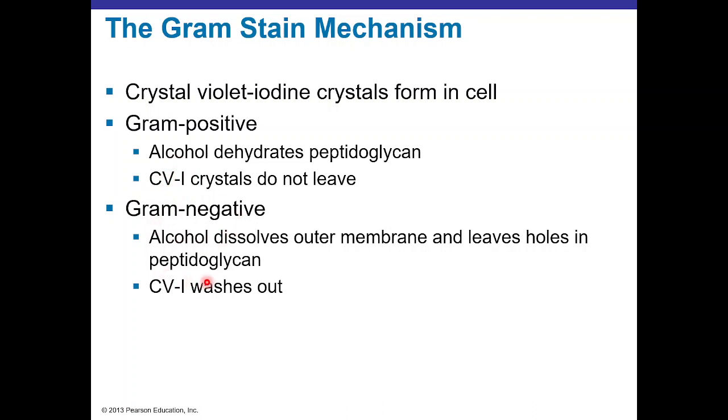Now, gram-negative bacteria have a very thin peptidoglycan, and they have the outer membrane. And alcohol dissolves the lipids of the outer membrane and will make holes in the outer membrane and in the peptidoglycan. So once you rinse the alcohol from these gram-negative bacteria, the crystal violet iodine complexes will wash out. And then these bacteria at this step will look colorless unless you add safranin, which is the counterstain for gram-negative.